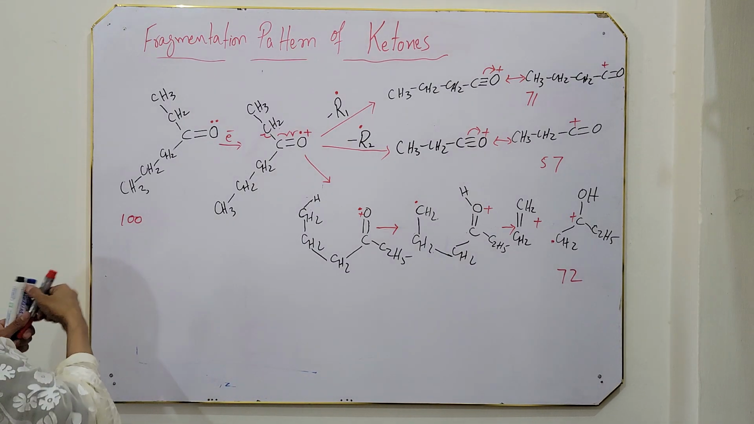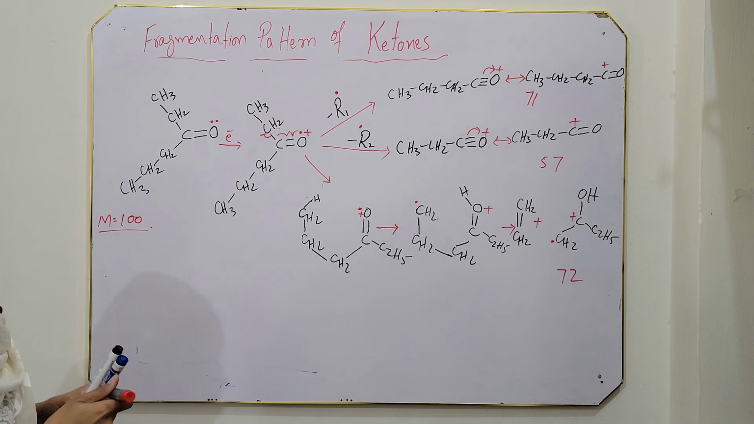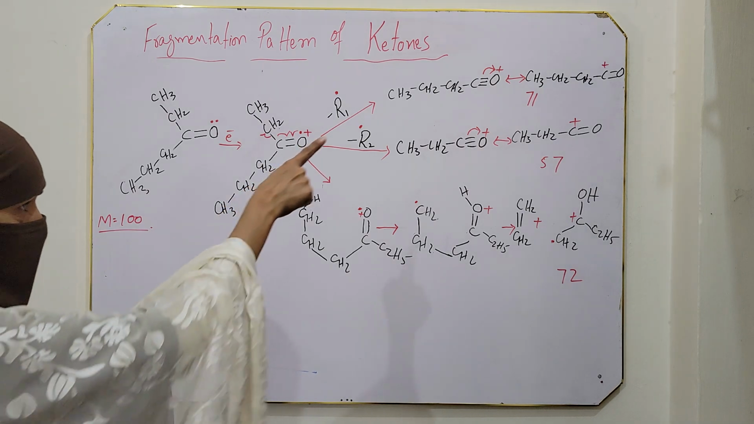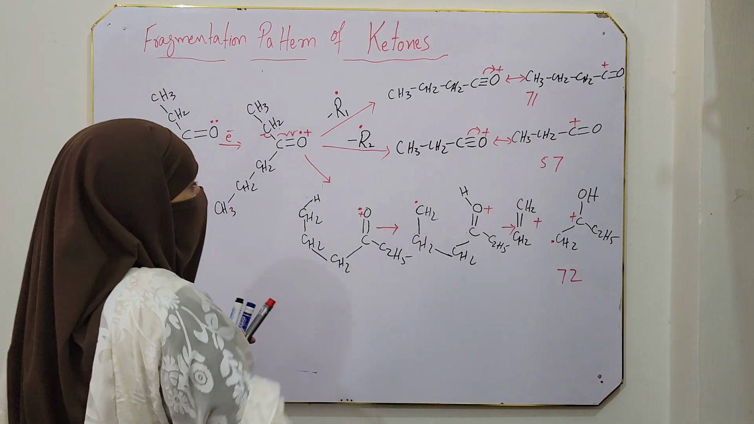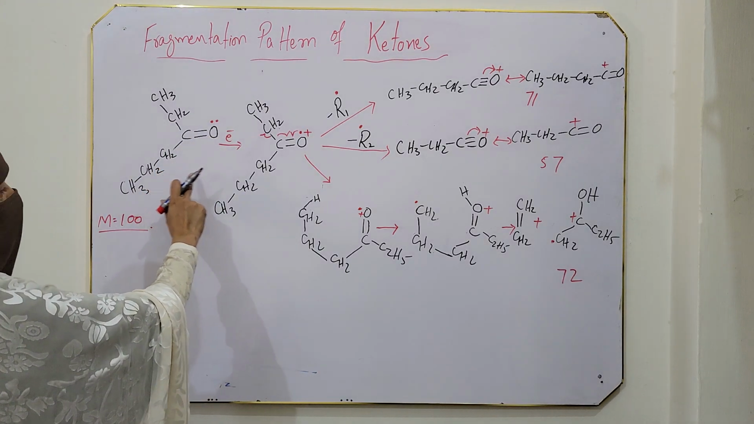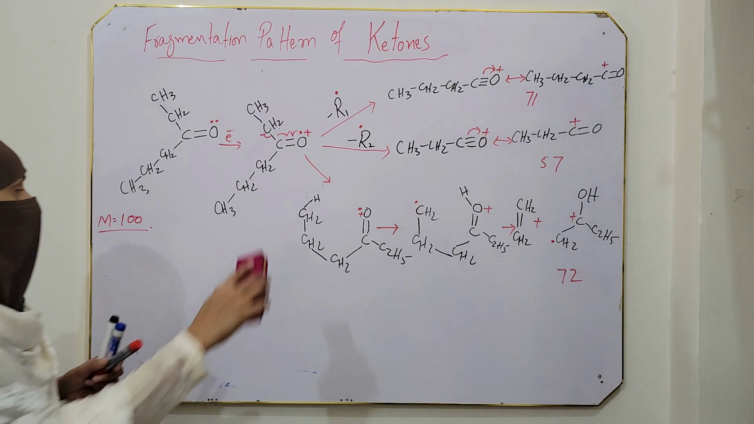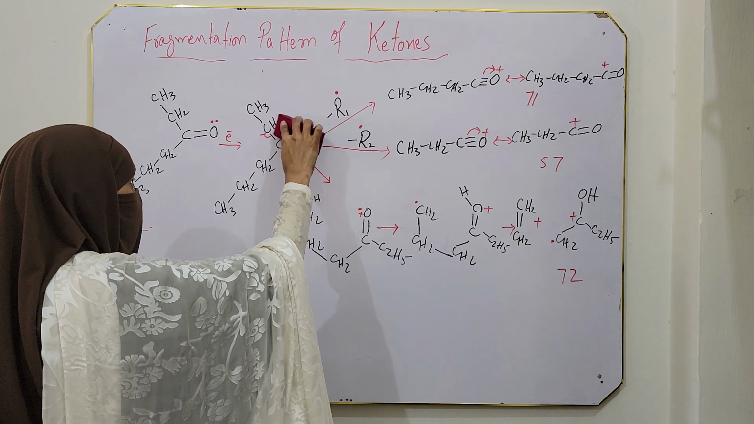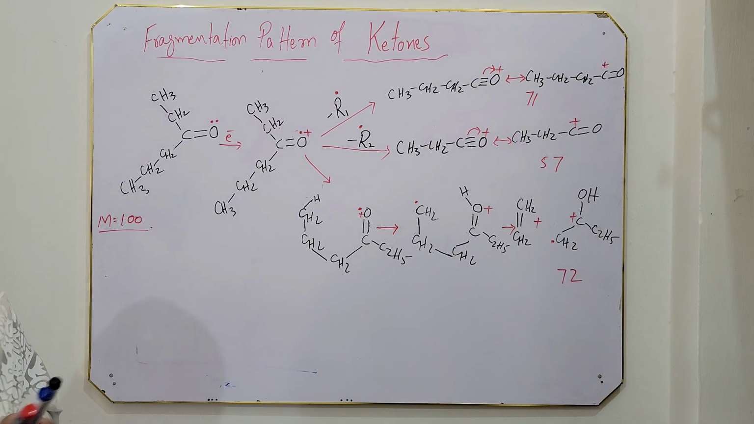Its molecular ion peak will be at 100, and the peak obtained after removal of one alkyl chain is obtained at 71. Now the second time, we will fragment the second alkyl chain. Once we have fragmented one alkyl chain, now we are going to fragment the second alkyl chain.